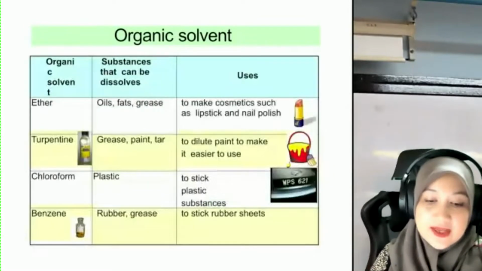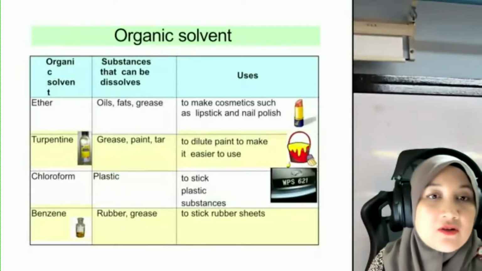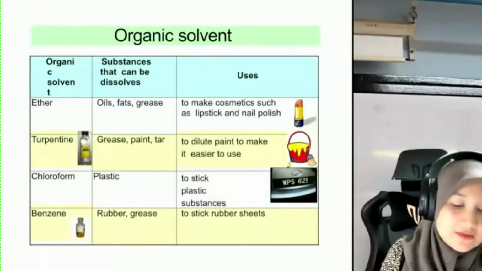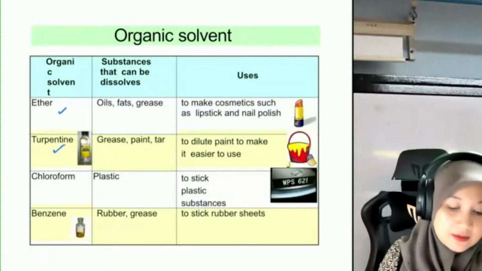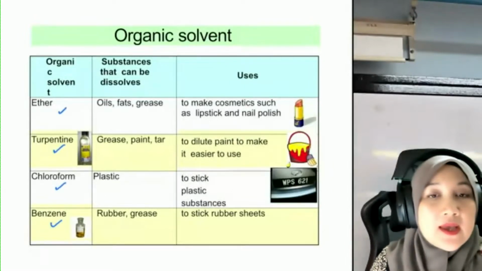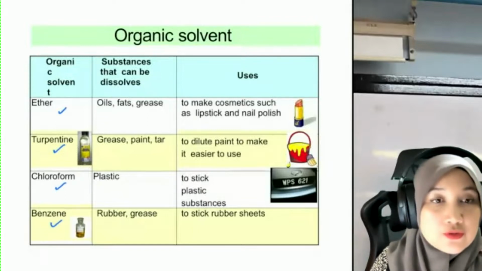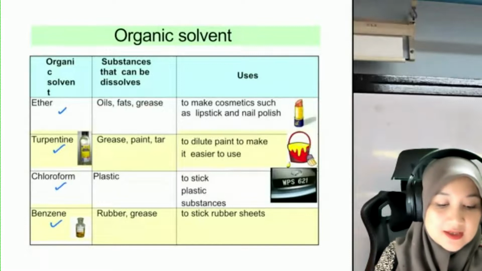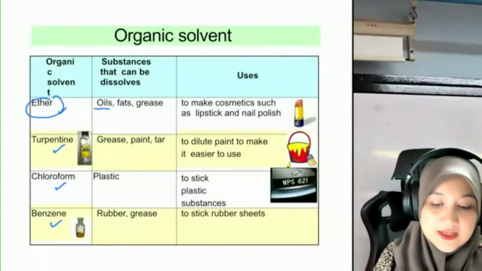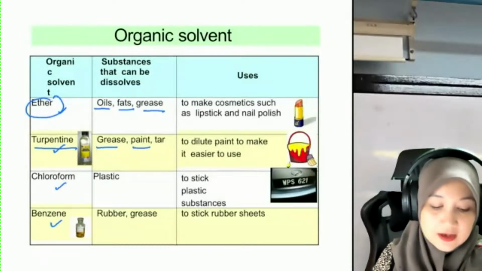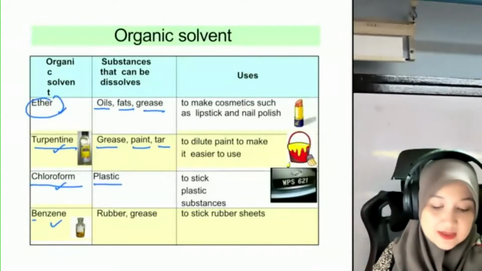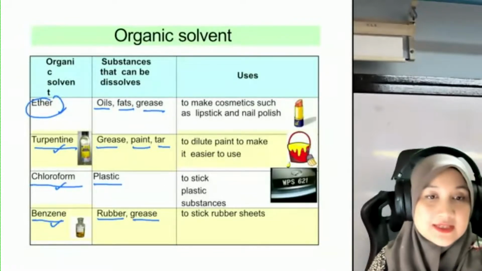All right, next. What are the names of the organic solvents? Here are some examples: ether, turpentine, chloroform, and benzene. And organic solvents have their own roles. Ether can dissolve oil, fats, and grease. Turpentine can dissolve grease, paint, and tar. Chloroform can dissolve plastic, and benzene can dissolve rubber and grease.